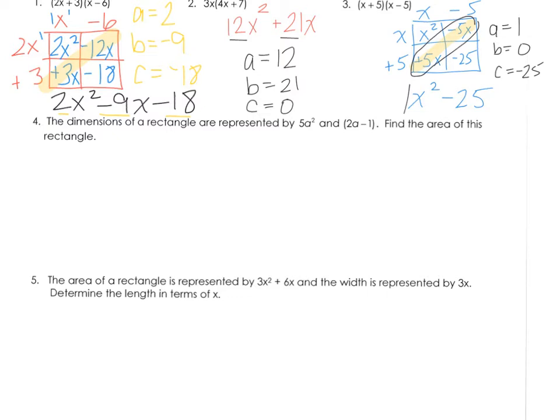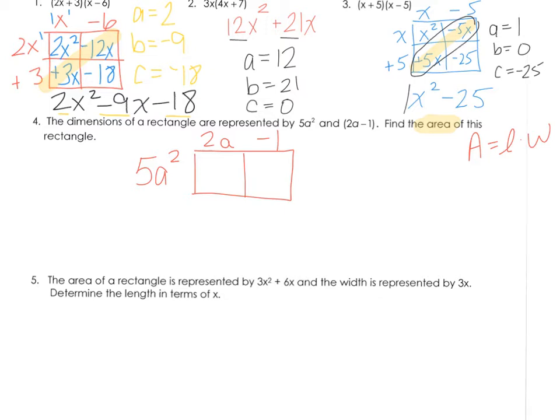Number 4, the dimensions of a rectangle are represented by 5a and 2a minus 1. Find the area. Okay, area being a key word. Here's a formula you should know: area of a rectangle is length times width. I feel pretty good that people know that from previous math courses. So 5a squared. I am going to use a little box for this one just to show you how we could use a box, even though I have a monomial.